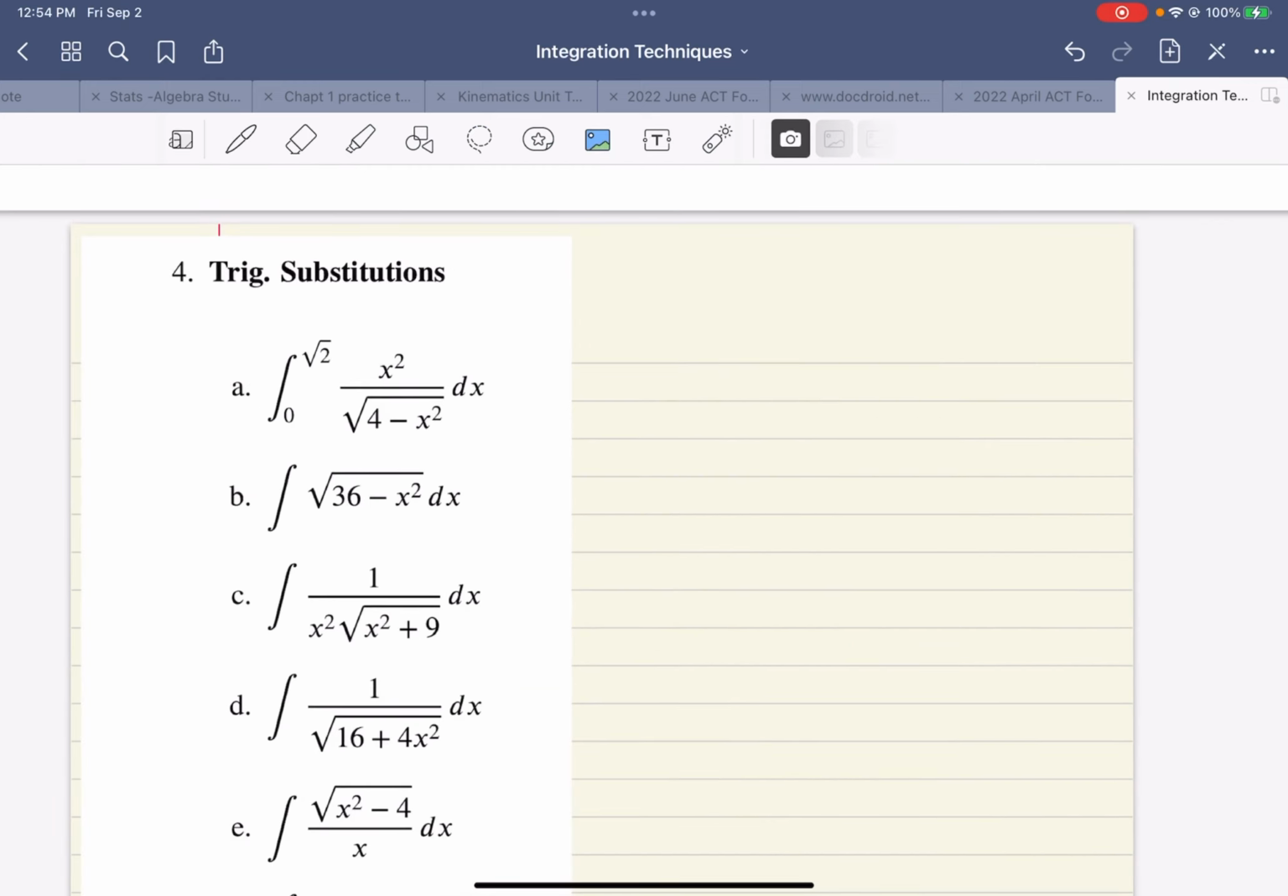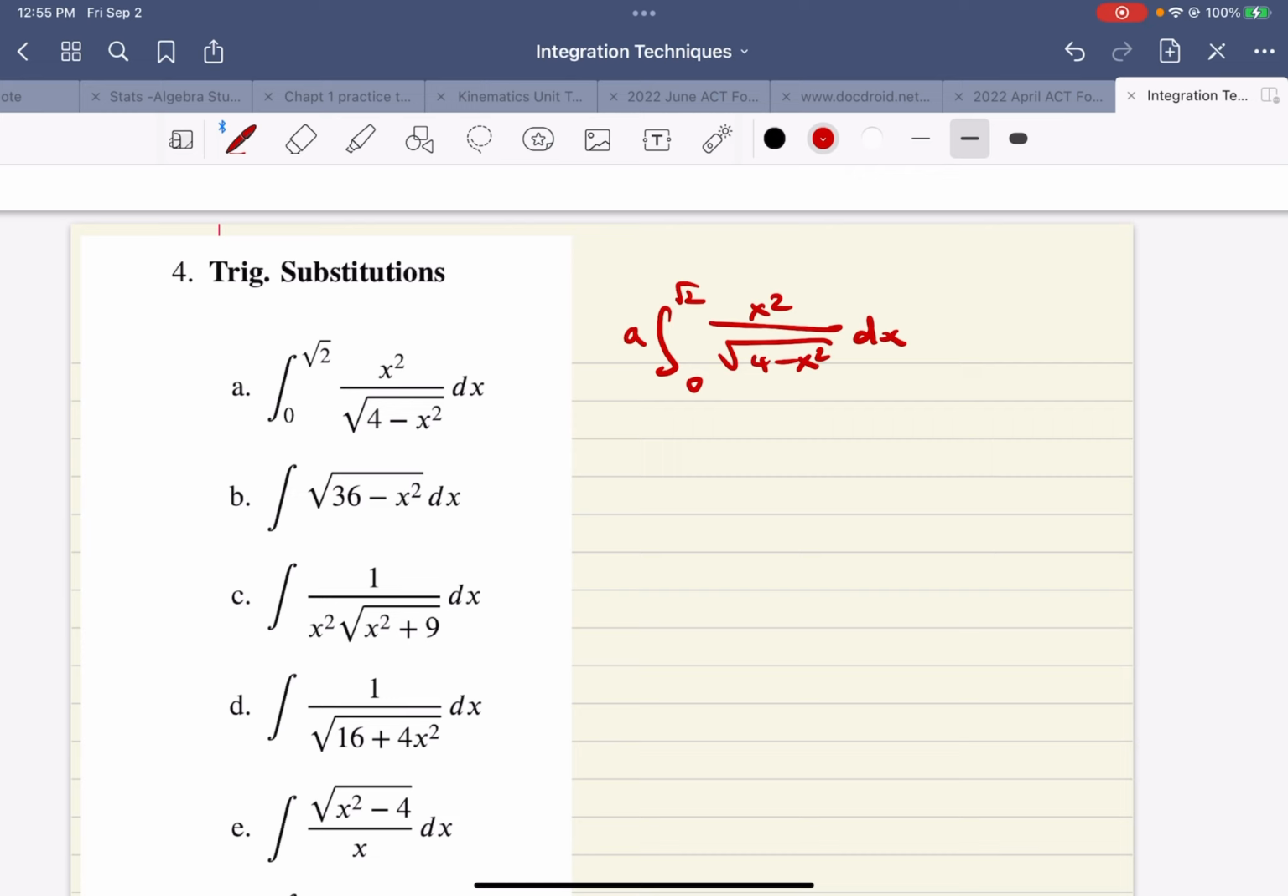Okay, the next topic is trig substitution. So let's do A: the integral from 0 to root 2 of x squared over the square root of 4 minus x squared. So it's a little different from u substitution. This is what we call trig substitution.